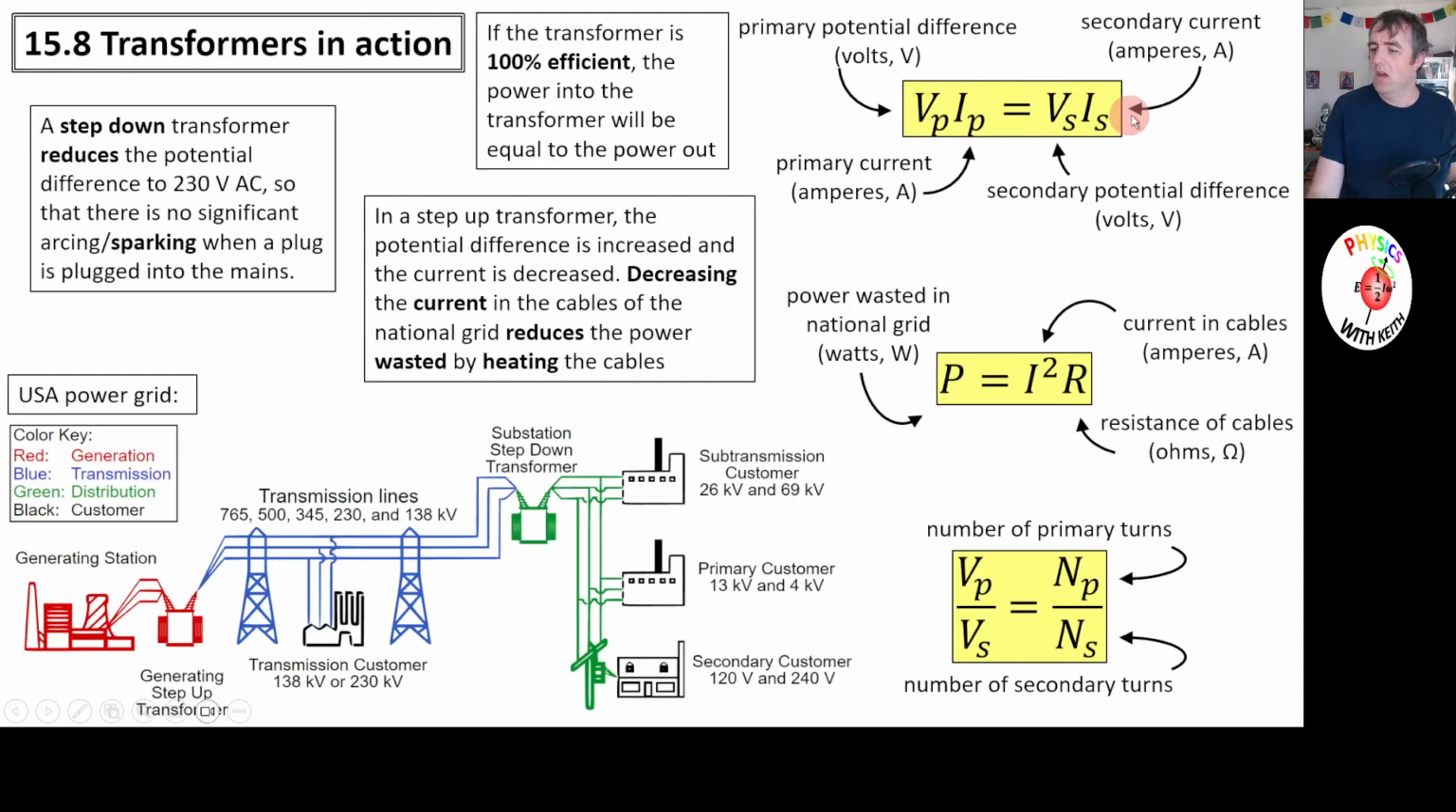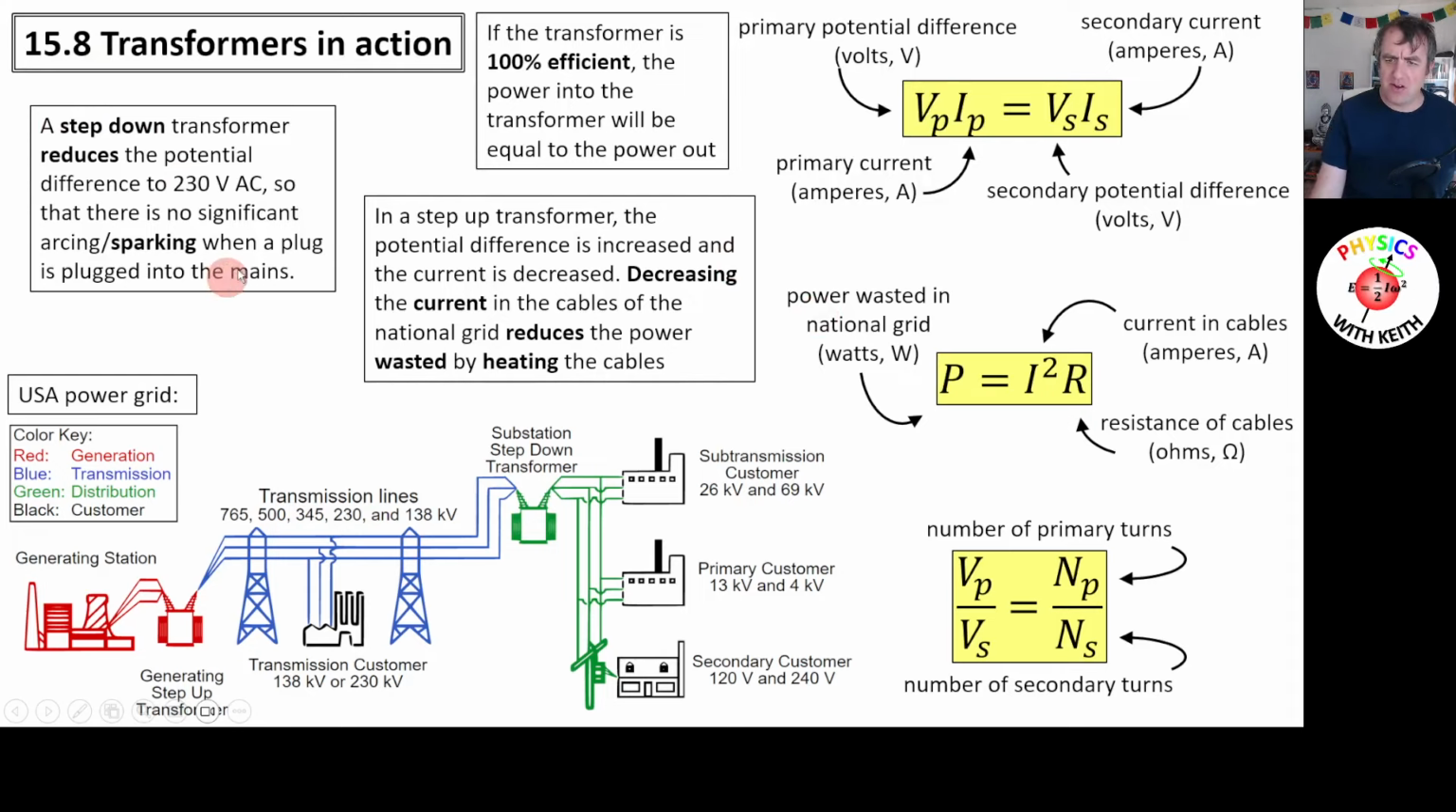Why are we doing that? Because in the transmission lines, we want I to be as small as possible, so the power wasted in the national grid by the transmission lines is as low as possible. We can make the resistance low in the cables, but there's only so far that'll take us. We have a bigger positive impact on our wasted power by decreasing the current, because the current is squared in this equation. And we derived this equation back in video 5 as well. I think I've covered everything here.